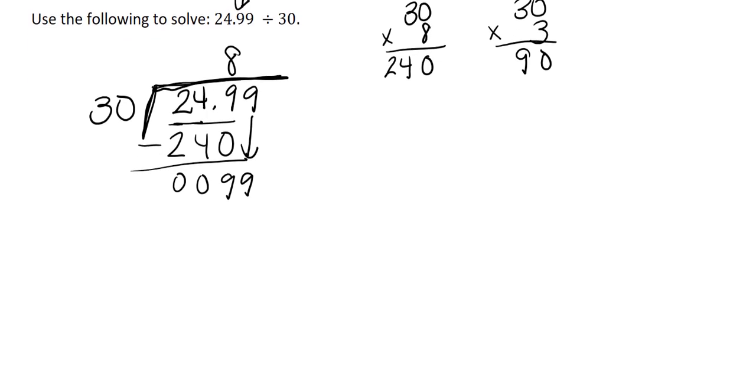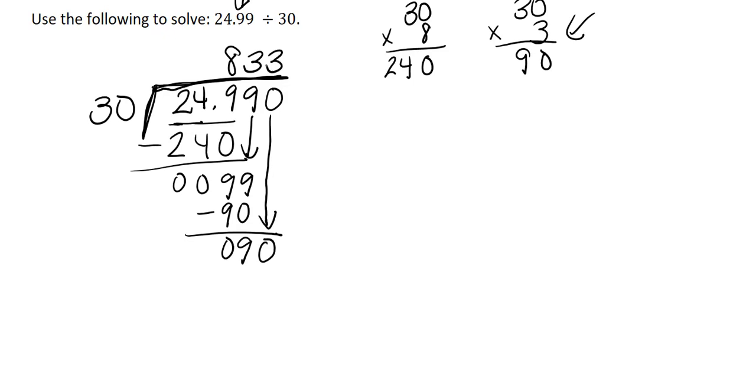So we put a 3 above the 9. Then we put the 90 below, because 30 times 3 is 90. 9 minus 0 is 9. 9 minus 9 is 0. Now we need to keep adding some zeros because we still have a remainder here. So we add a 0 because it doesn't change the number and bring it down. Now we have 90. Well, 30 can go into 90, as we saw, 3 times. So 30 times 3 is 90. We subtract. 90 minus 90 is 0.